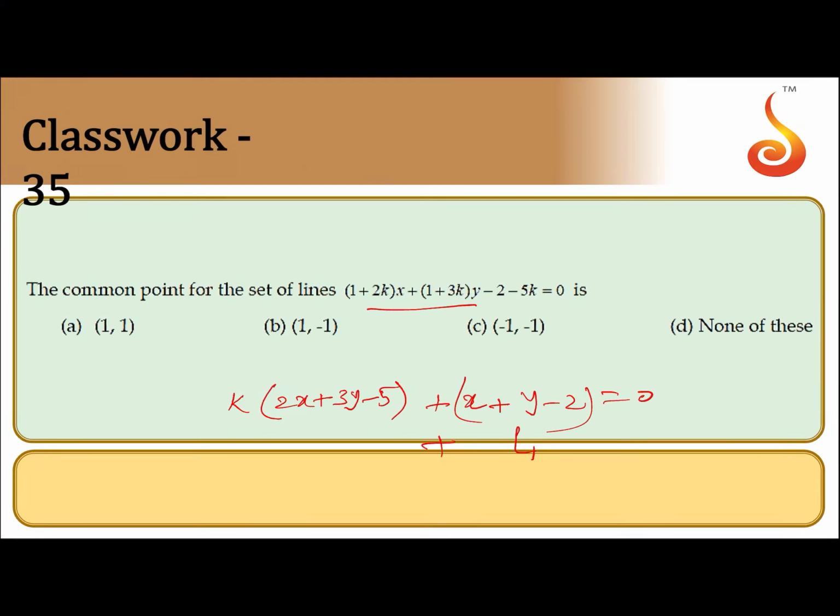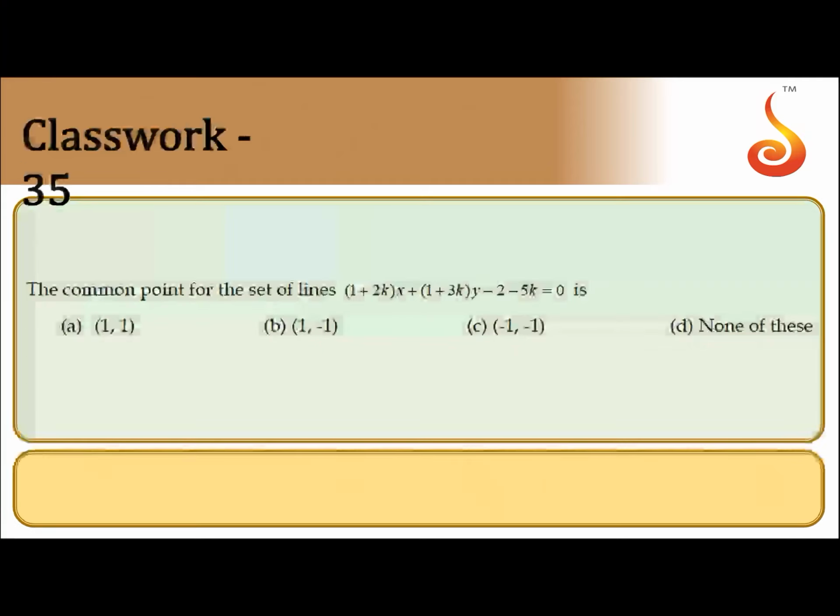This is in the form of L1 plus lambda times L2 equals 0. Therefore, this represents a family of lines whose point of intersection is found by solving these two. So, x plus y minus 2. Definitely 1, minus 1 is not satisfying. Minus 1, minus 1 is not satisfying. This is satisfying it. So better we'll check once: 1 comma 1, yes, satisfying. This also satisfies it. 1 comma 1 would be the answer for the problem. So the answer is A.